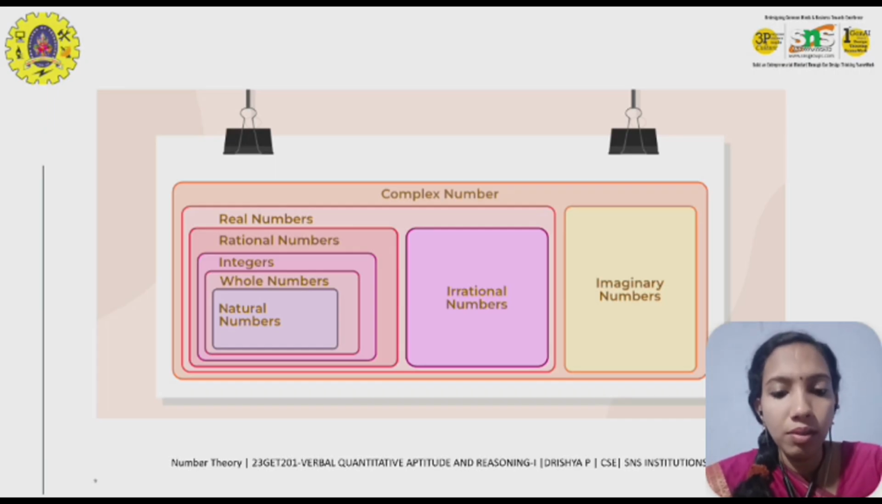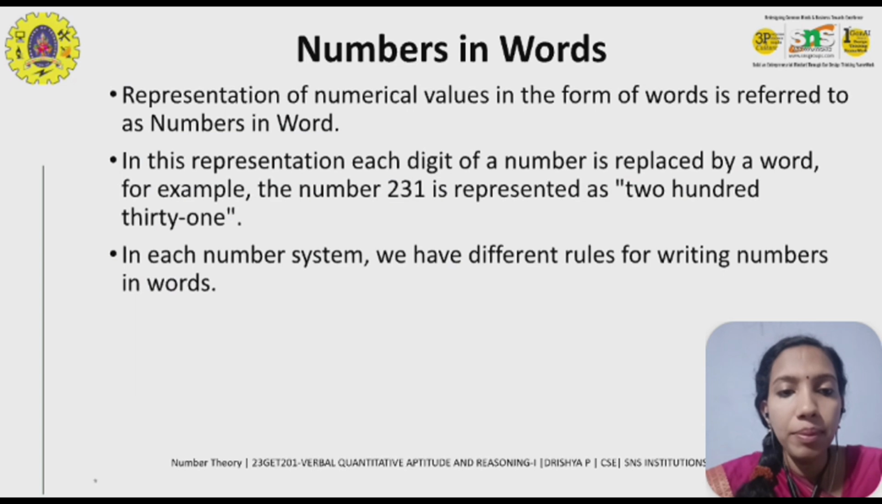Then move on to the next, numbers in words. This we also know. Numbers in words means the number one is written in words as ONE. Then there is the example 231. 231 is written numerically, and it is written in words like that. This is the number in words representation.